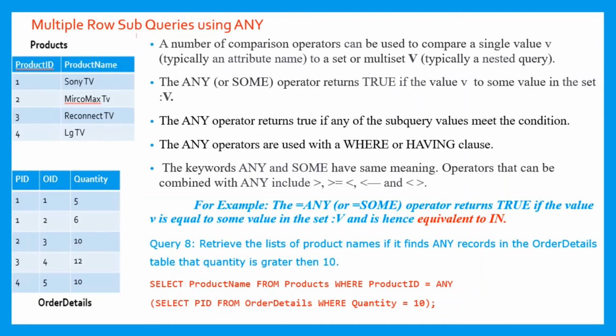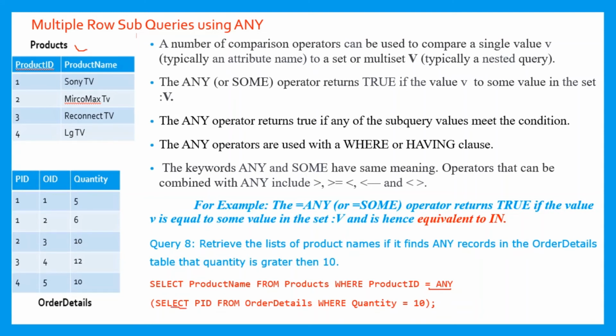Retrieve the list of product names if it finds any record in the order details table where the quantity is greater than 10. When I use equal with ANY, it is going to perform a similar operation as the IN operator. Now consider the two tables, products and order details. This is the outermost query, this is the innermost query.